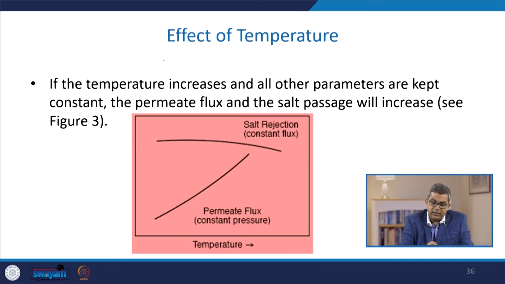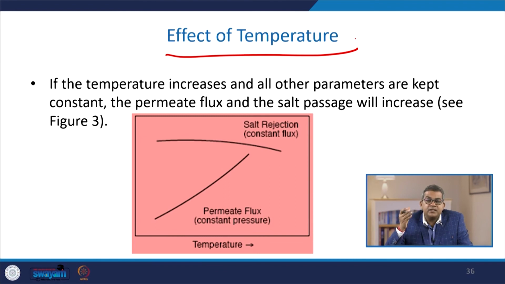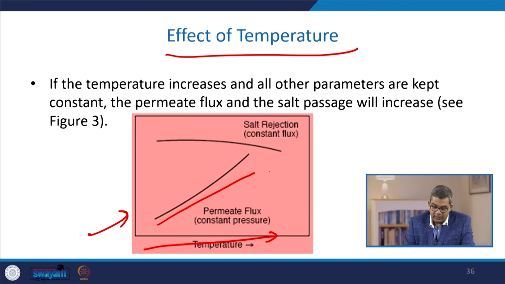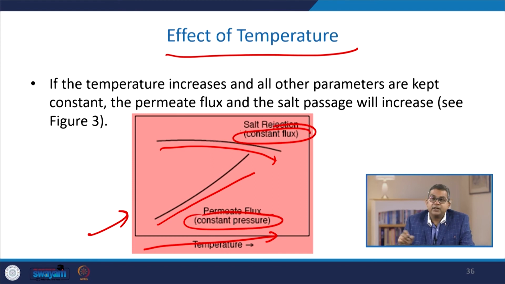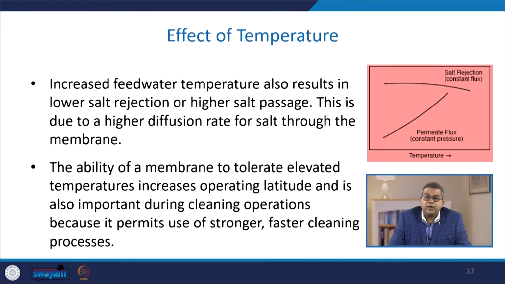Now, let us discuss the effect of temperature. If temperature increases and all other parameters are kept constant, the permeate flux and salt passage will increase. You can see in this particular figure, as we keep the temperature increasing, there is an incremental trend in the permeate flux, and salt rejection is slightly lower. Here we are maintaining constant pressure and constant flux. So, increased feed water temperature also results in lower salt rejection or higher salt passage. This is due to a higher diffusion rate for salt through the membrane.